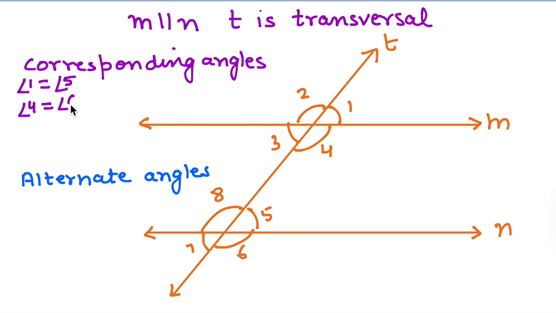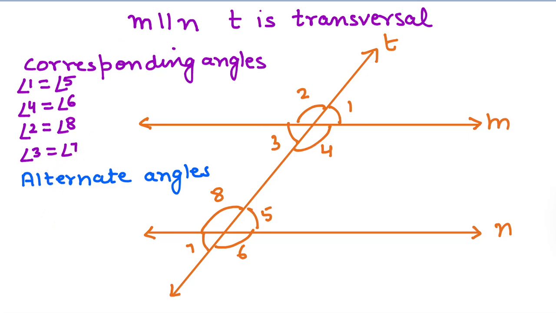Angle 4 is equal to angle 6. Both are below M and N, and T is the transversal on the right hand side. Similarly, we can say for the left hand side, angle 2 is equal to angle 8 and angle 3 is equal to angle 7. So corresponding angles are equal.